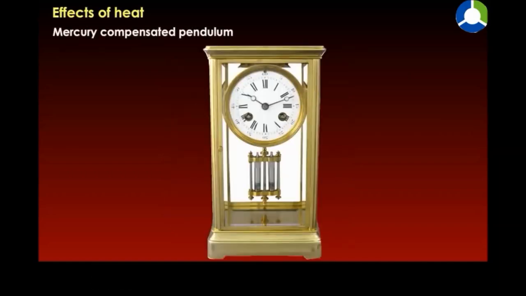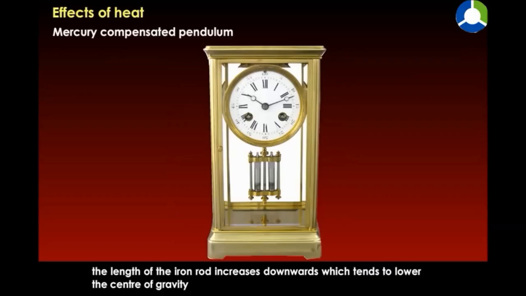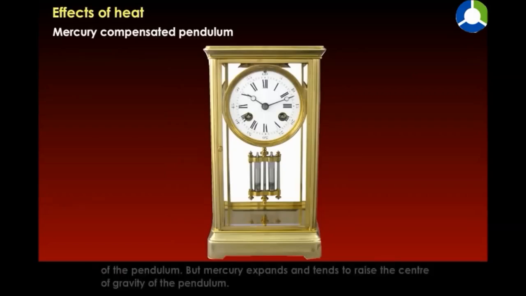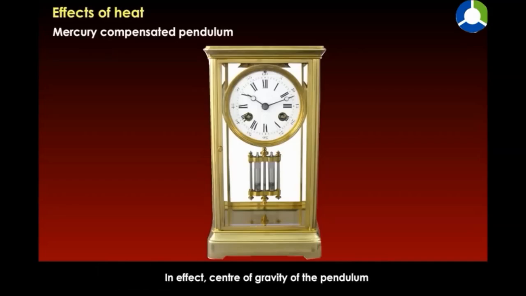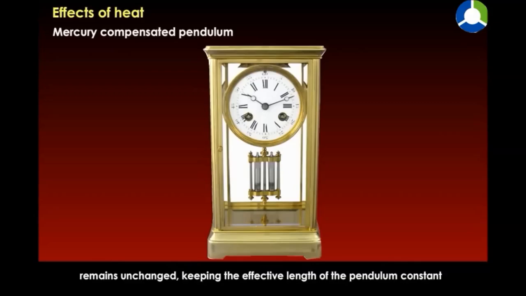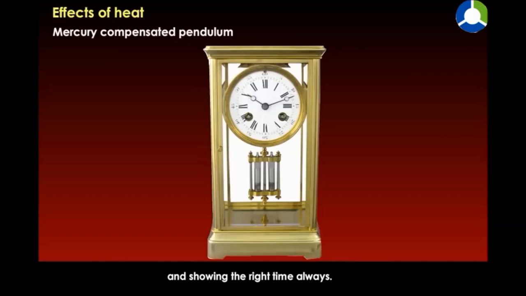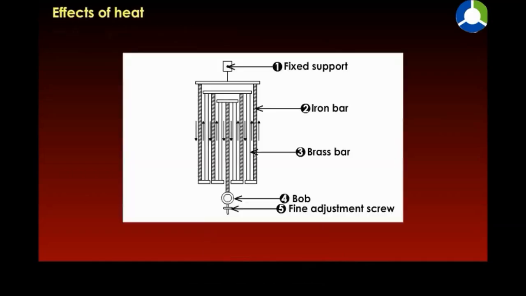Mercury compensated pendulum. It was invented by George Graham. When the atmospheric temperature increases, the length of the iron rod increases downwards, which tends to lower the center of gravity of the pendulum. But mercury expands and tends to raise the center of gravity of the pendulum. In effect, the center of gravity of the pendulum remains unchanged, keeping the effective length of the pendulum constant and showing the right time always.